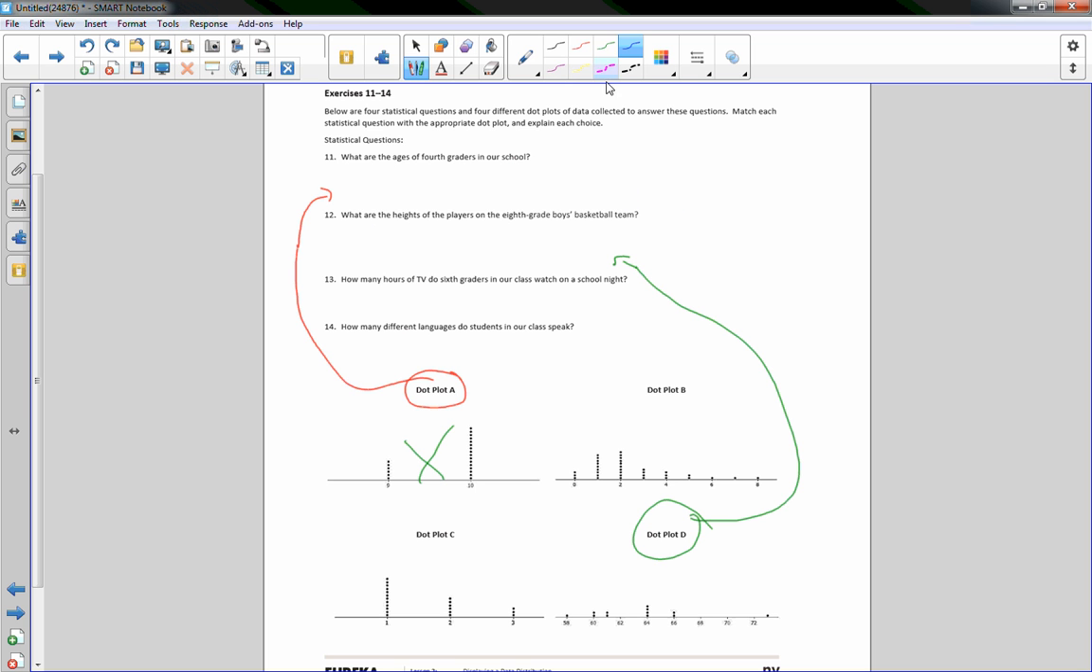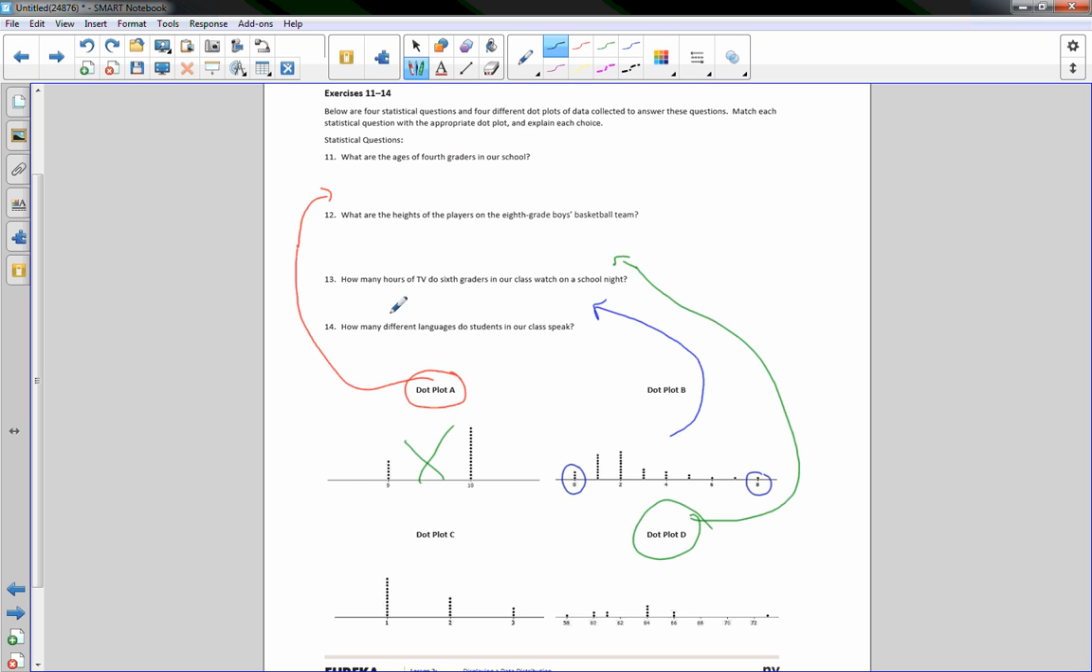Number 13. How many hours of TV do 6th graders in our class watch on a school night? Okay, some don't watch any. Some may watch 8. That makes sense. But if I come down here, there's nobody who doesn't watch any TV, and I'm sure there are people who watch more than 3 hours on a school night. If you get home at 4 in the afternoon, I'm sure there are plenty of kids who watch TV beyond 7 o'clock, 8 o'clock, 9 o'clock, you start adding up hours. So I would assume that dot plot B was the number of hours watching TV after school.